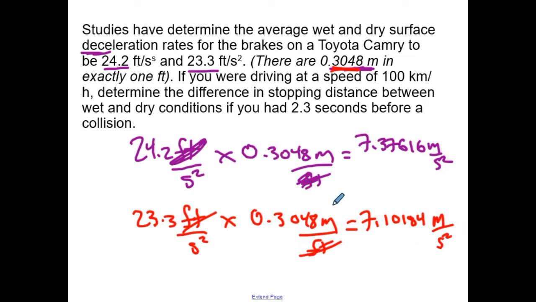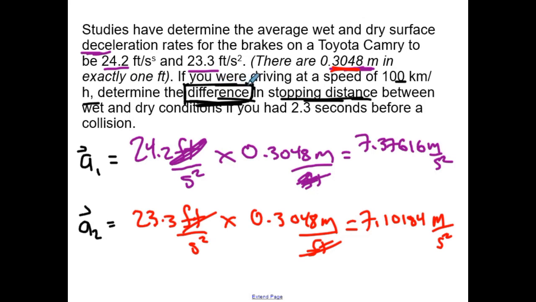Now, I haven't even looked very far at the problem. I mean, why did I get two accelerations? I have an acceleration 1, and I have an acceleration 2. Why do I have two of them? Well, let's keep reading. It says we're going to drive at a speed of 100 kilometers an hour, and it wants to know the difference in stopping distances. What does that mean? Well, it means you need to find the stopping distance under condition set number 1. You need to find the stopping distance under condition set number 2 and subtract them, because that's what difference implies.